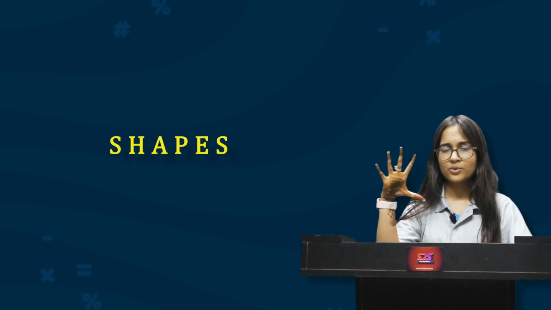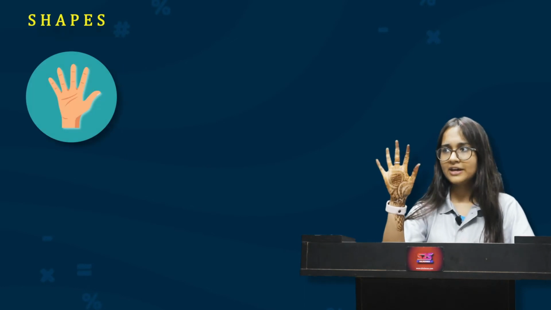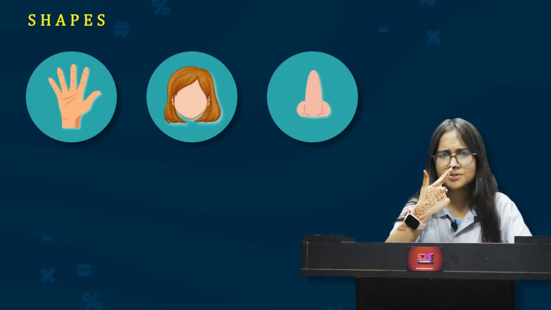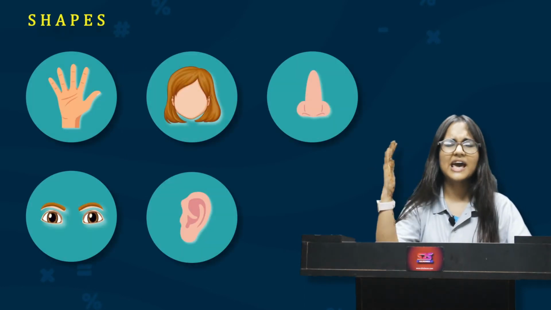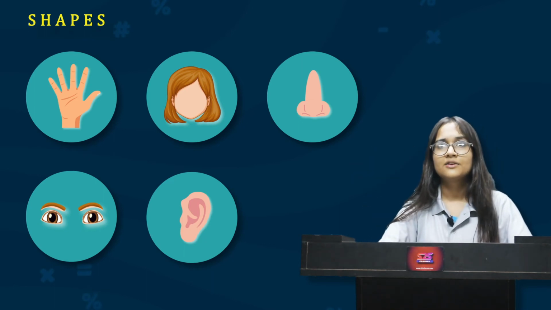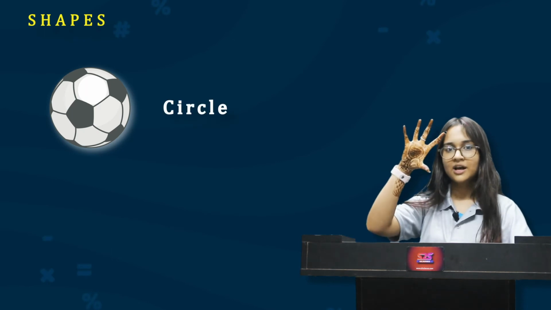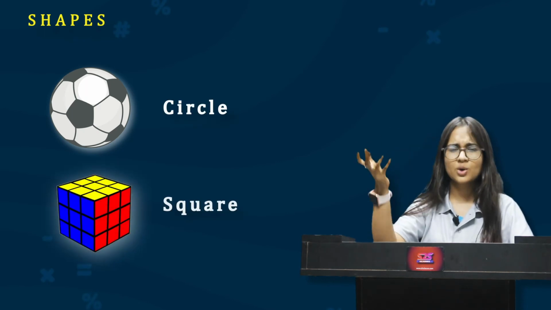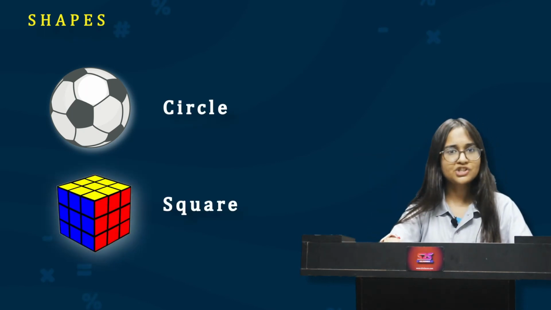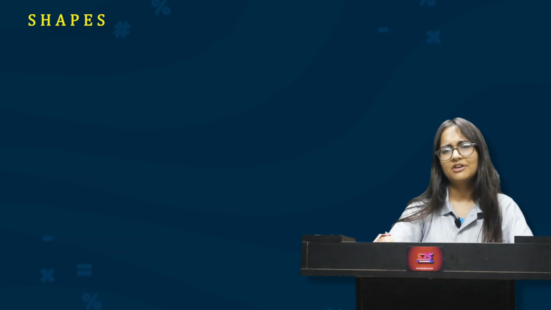Now everything around us has a different shape, like our fingers, our face, our nose, our eyes, our ears, everything has a different shape. The world is full of different shapes. Like a football is a circle, while a cube we solve is a square. So basically there are many shapes in the world and we are going to have a look at some of the shapes right now.